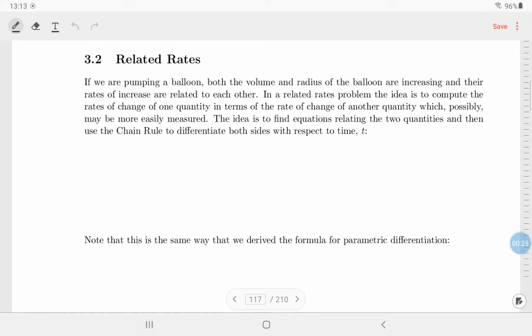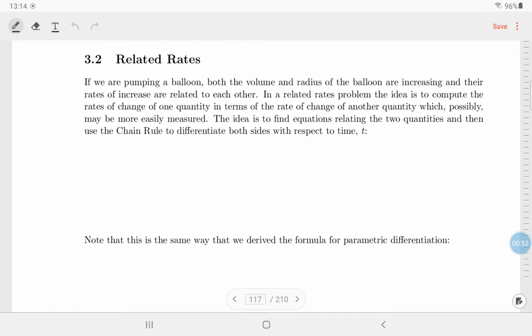Okay, in a related rates problem, the idea is to compute the rates of change of one quantity in terms of the rates of change of another, and hopefully the other one is easier to measure. So for example, with a balloon, you can kind of measure the volume by the amount of air that's in it, more or less, up to problems with pressure. The idea is to find equations relating the two quantities and then use the chain rule to differentiate both sides with respect to time.